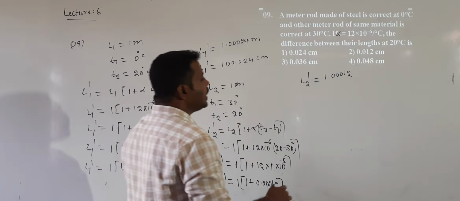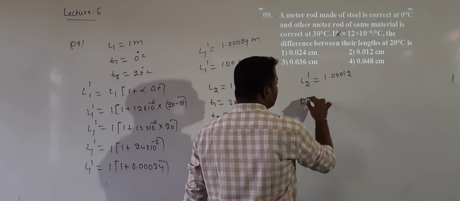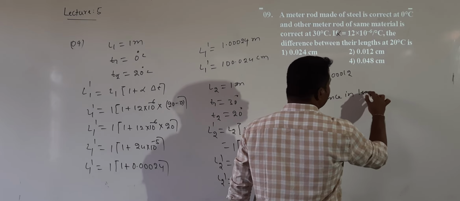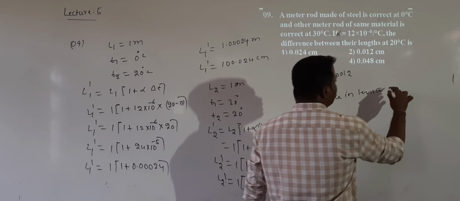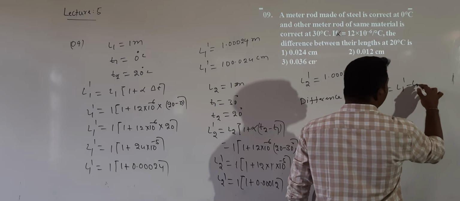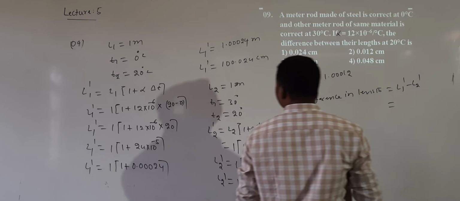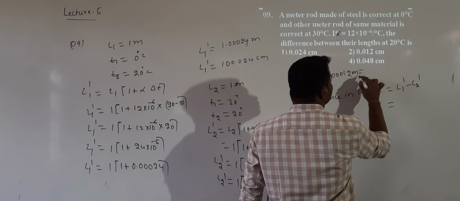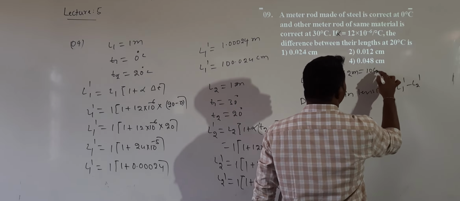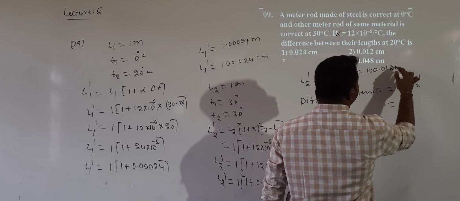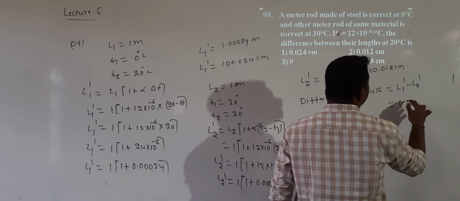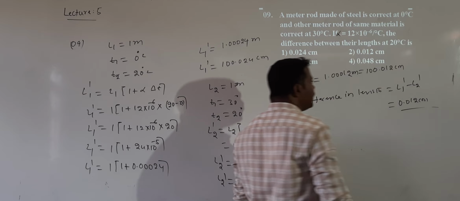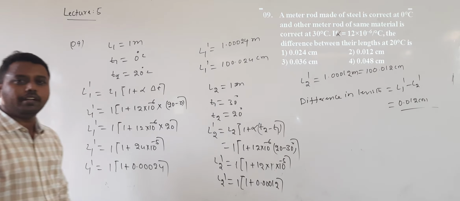Now they are asking us to calculate the difference in their length value. So what is the difference? Difference in length is given by L1 dash minus L2 dash. If I subtract, then what will I get? L1 dash minus L2 dash. This value is in meters. So what is the value in centimeters? 100.024 centimeters. If I subtract, what answer will I get? 0.012 centimeters. Correct? 24 minus 12 will be 12.